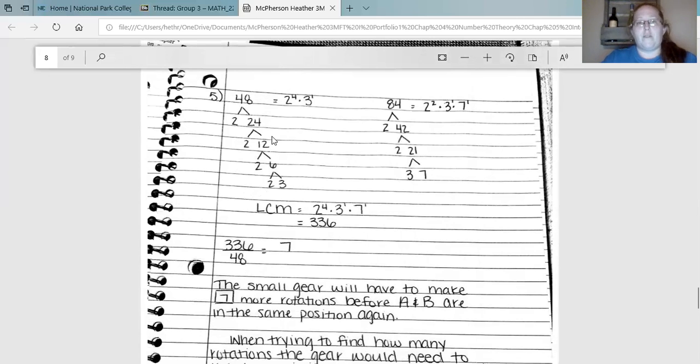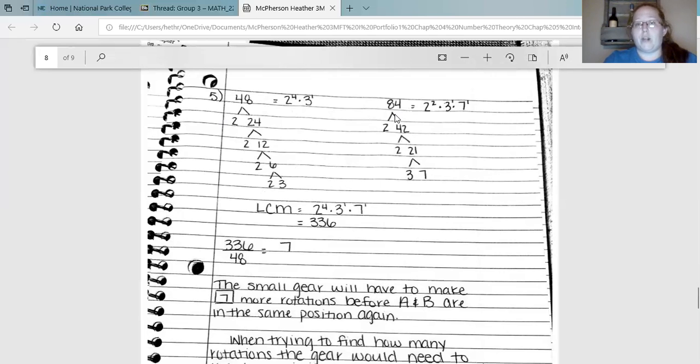So we first take 48. Well, I know that 2 goes into 48 24 times. The 2 goes into 24 12 times. 2 also goes into 12 6 times, and then 2 goes into 6 3 times. So you have 4 2s, 1, 2, 3, 4. So you'd write it 2 to the 4th power, and 1 3.